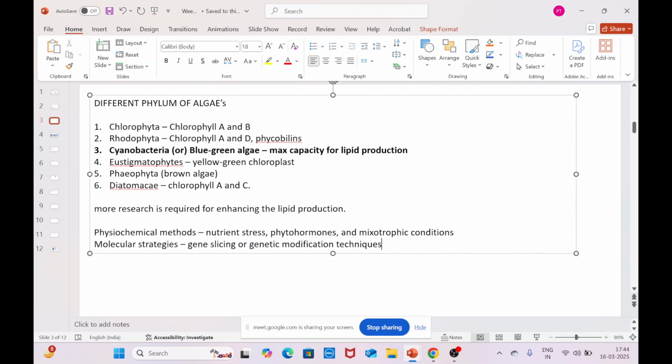So this is the mechanism for the production, or you can say accumulation, of the lipid content within the algae. How we are going to extract that lipid content, or how we are going to actually cultivate this microalgae, is our next question. How to cultivate?